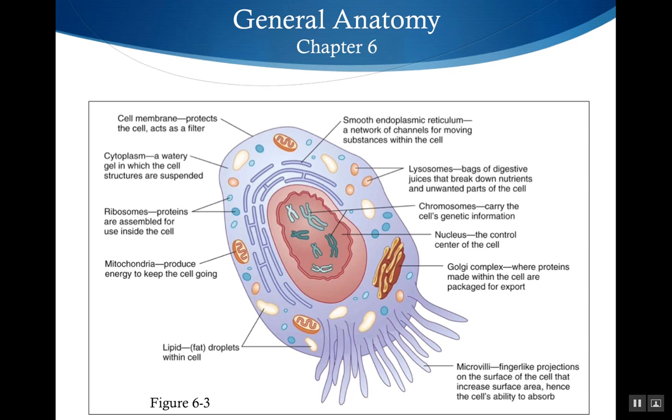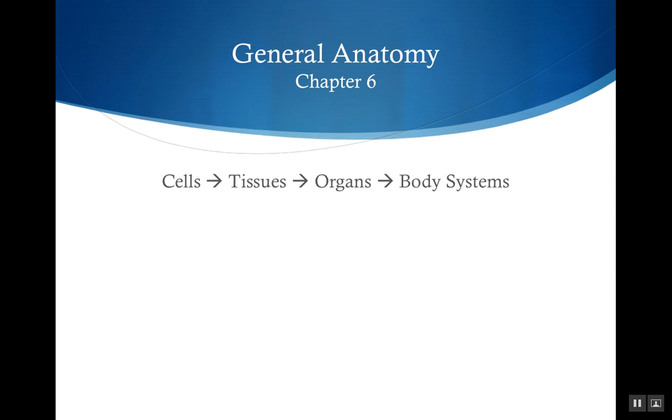The nucleus, as seen here in the center of the cell, is the control center of the cell, which directs all of the cell's activities. It contains the genetic information, and the nucleus of every single cell has a complete set of the body's chromosomes, which includes the DNA and the RNA. All right, so we talked about cells, and next we're going to talk about tissues.